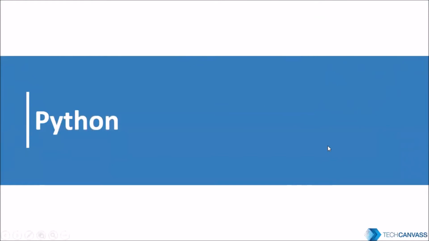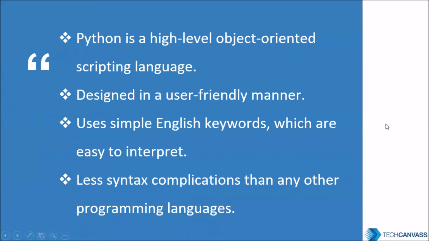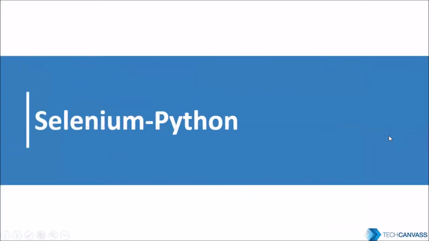Now let us see what Python is. Python is a high-level object-oriented scripting language. Python is a very simple language. It's very easy to understand and very easy to start with. Python is designed in a user-friendly manner. It uses simple English keywords which are easy to interpret. It has fewer syntax complications than any other programming language. Due to its simplicity, it is very easy to start with.